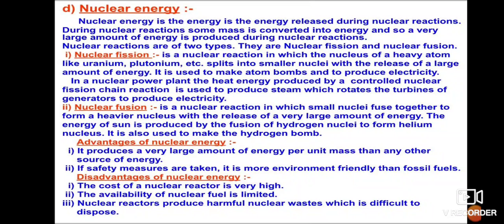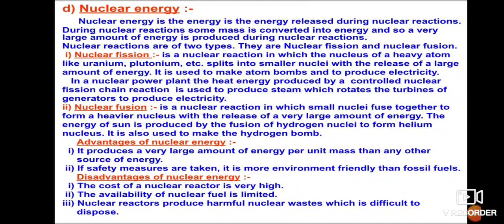Nuclear fission is a nuclear reaction in which the nucleus of a heavy atom, like uranium or plutonium, which are radioactive elements, splits into smaller nuclei. The heavy nucleus splits into smaller nuclei with the release of a large amount of energy. During this process, an explosion occurs and a large amount of energy is released. It is used to make atom bombs and to produce electricity.